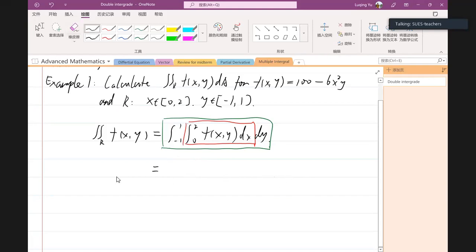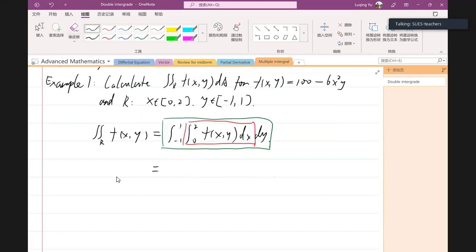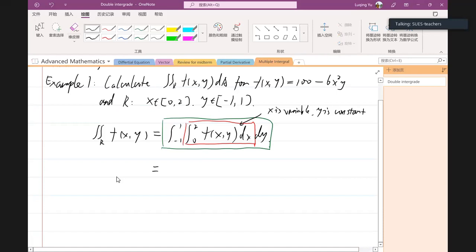Because when you integrate on x, you are already fixing y. So for now, y is just a constant. When you are doing the integral of f(x,y) on x, x is the variable and y is a constant. This is pretty important. You have to think of it as a type of partial derivative, or rather the reverse concept of a partial derivative.